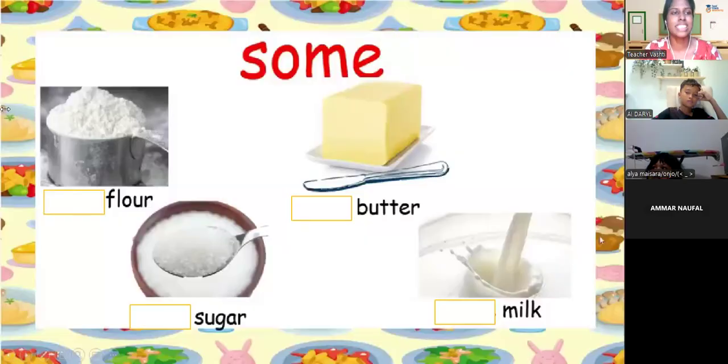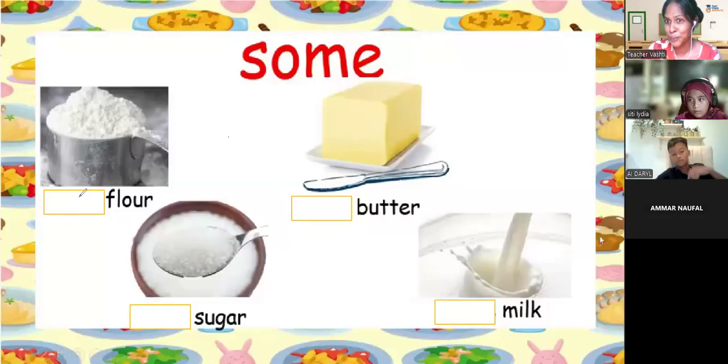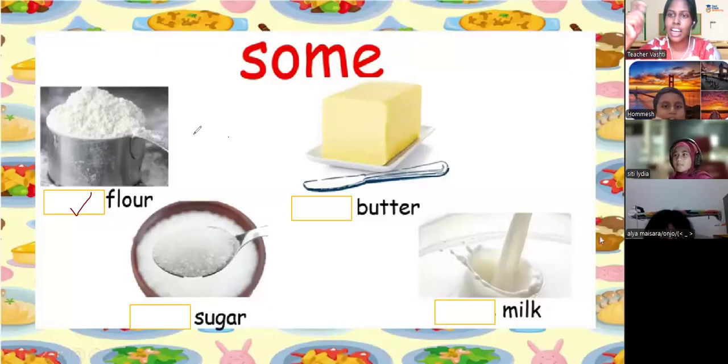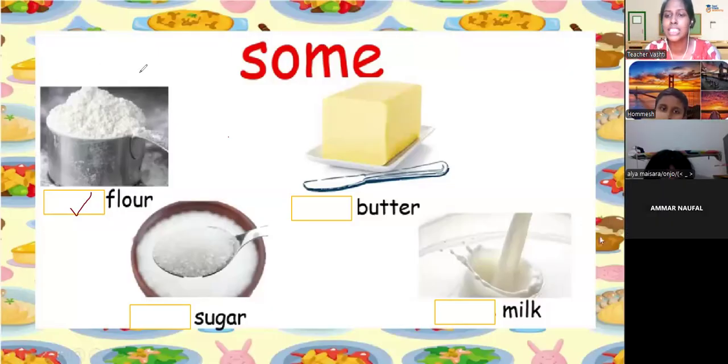Okay, so let's see. Flour. Can I use some flour? Yes, can, because anything that cannot be counted, you can use "some". Don't use "a flour". Can you count flour? No. So you have to use "some". Okay? Sugar. Some or a or an?